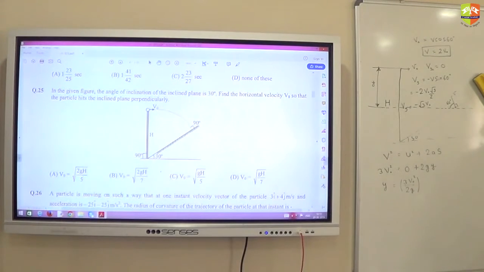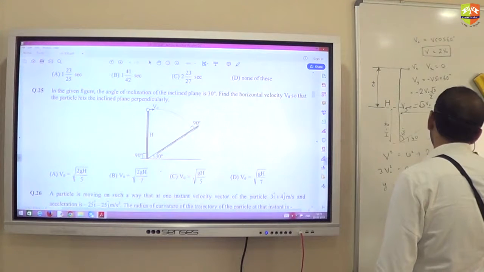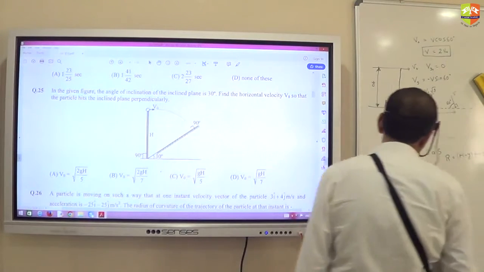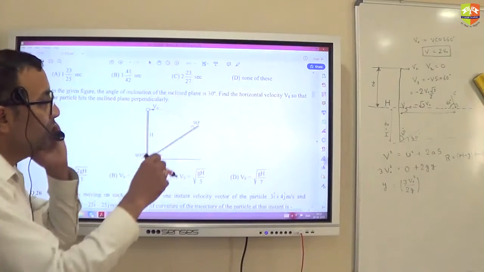Yes or no? If that is y, can you find out what this is? That is the range. This is h minus y. Right? (h minus y) tan 60 is your horizontal range. So the range is (h minus y) tan 60. Now the range is also equal to the horizontal velocity, which is V naught, into T.